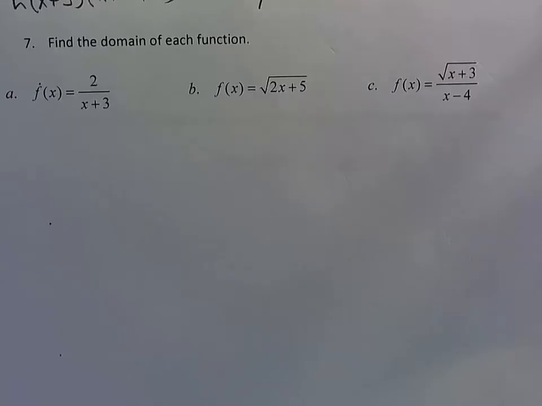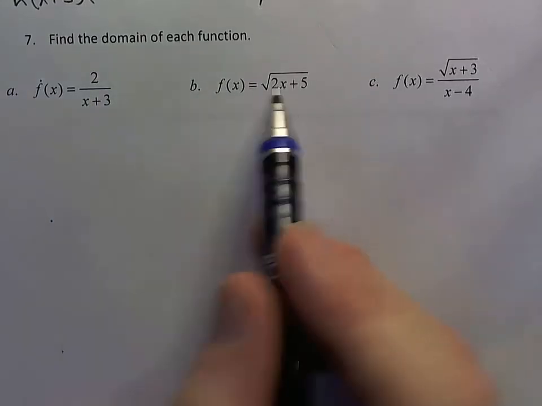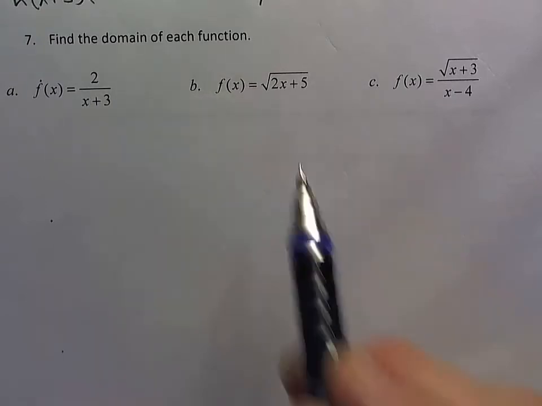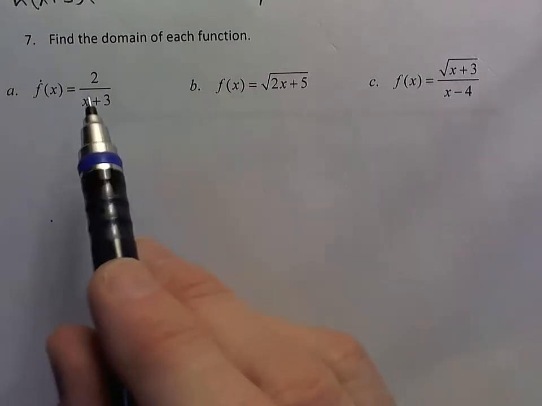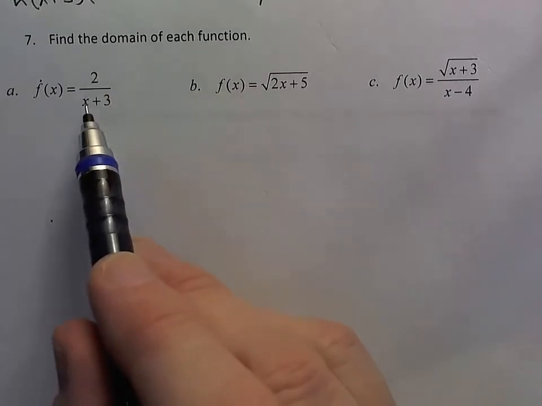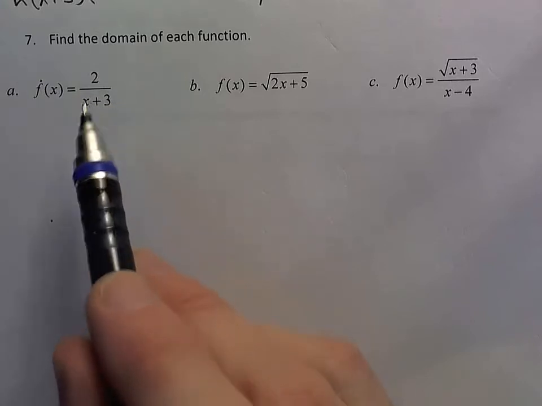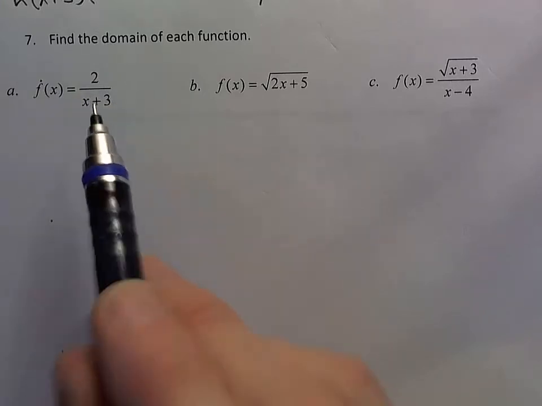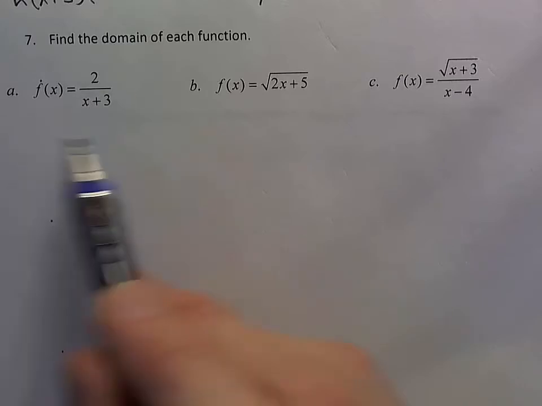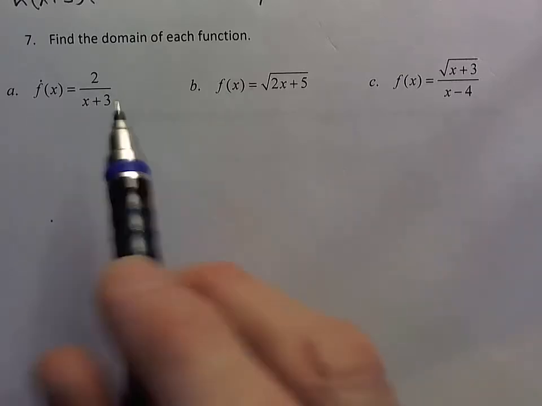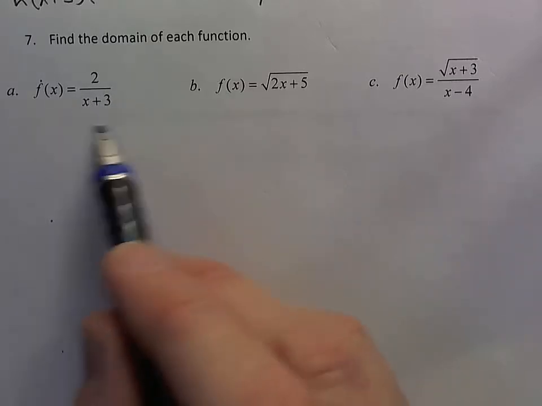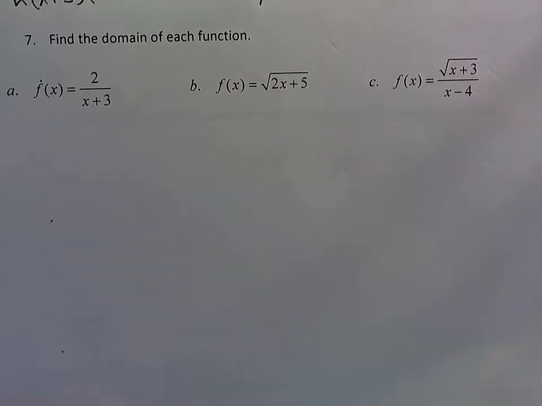Okay, as far as finding domains go, this kind of represents 3 types of problems that you could see. One, you've got a function with an independent variable in the denominator. Now, when we say what is the domain, we're saying what values can you let x be and still get a real valued output? That's what we're talking about here.